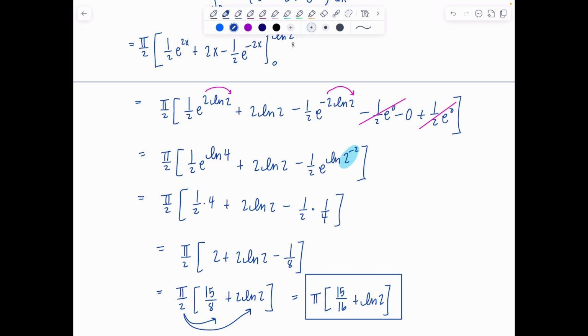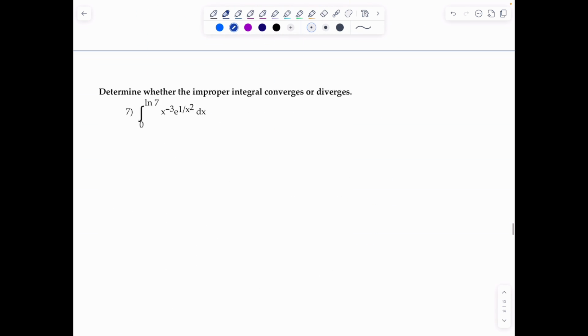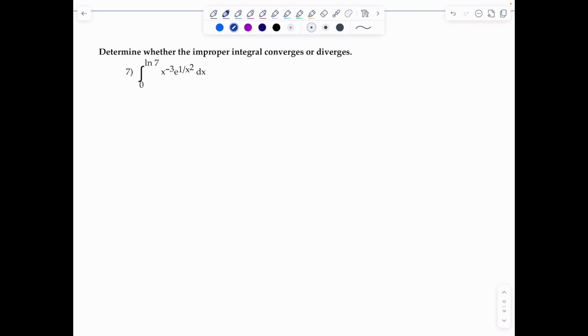Okay. Another improper integral. Determine whether the improper integral converges or diverges. We have the integral from 0 to natural log of 7, x to the negative third times e raised to the 1 over x squared dx. So again, the first thing we need to do is rewrite this improper integral with a limit, because this lower limit of 0 makes the integrand undefined. We have 1 over x squared, and then x to the negative third is the same as 1 over x cubed. So that'll be undefined at 0.